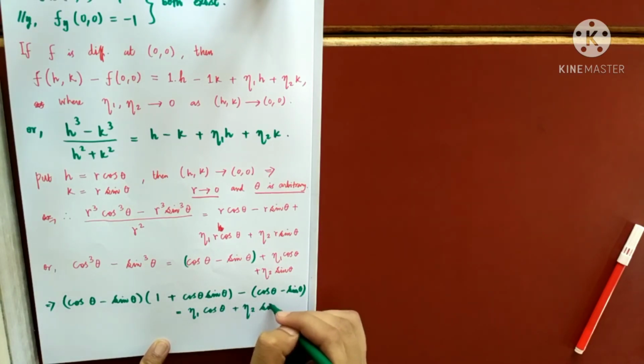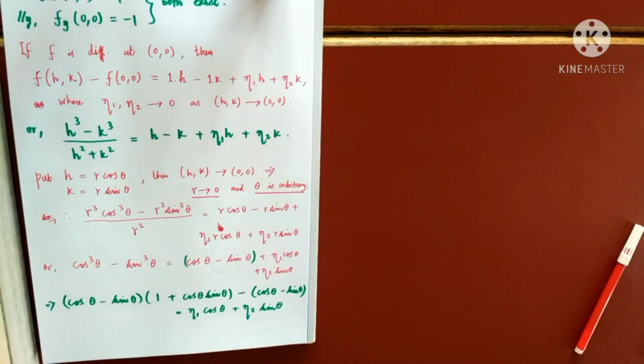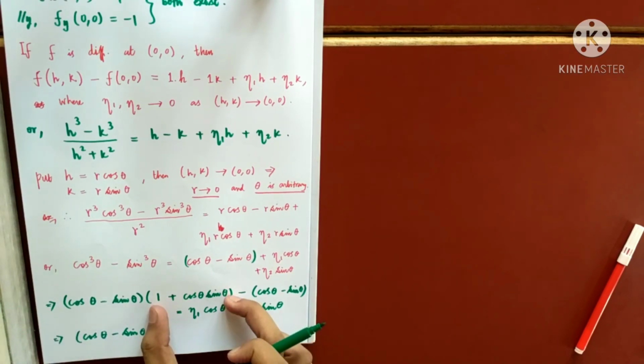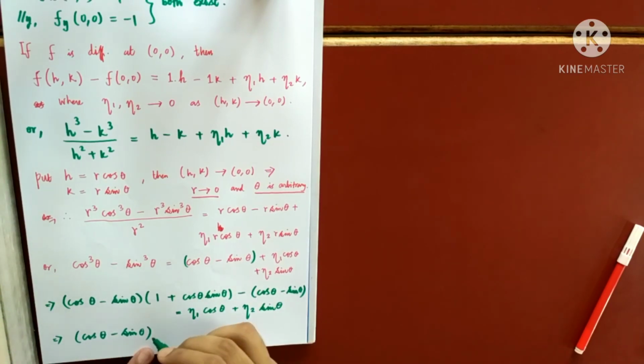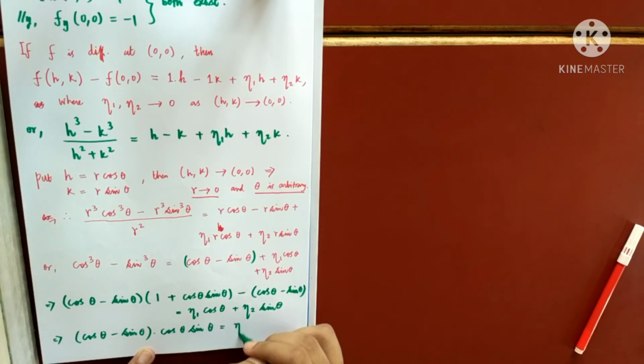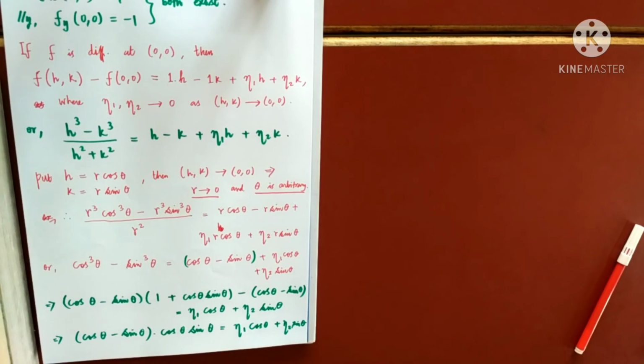Be very patient, otherwise you will make some mistakes. So cos theta minus sin theta is common. Let's take it common. I will remain with this minus 1, and 1 and 1 get cancelled. So into cos theta sin theta equals eta 1 cos theta plus eta 2 sin theta. Am I clear up to here? Try to understand my point.